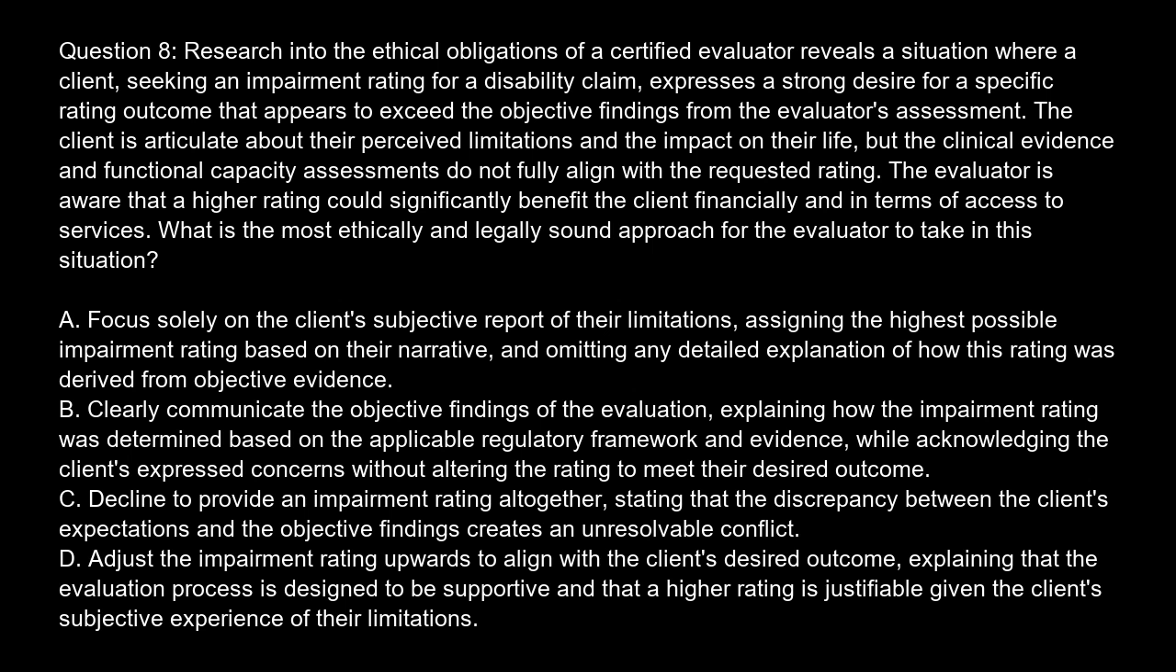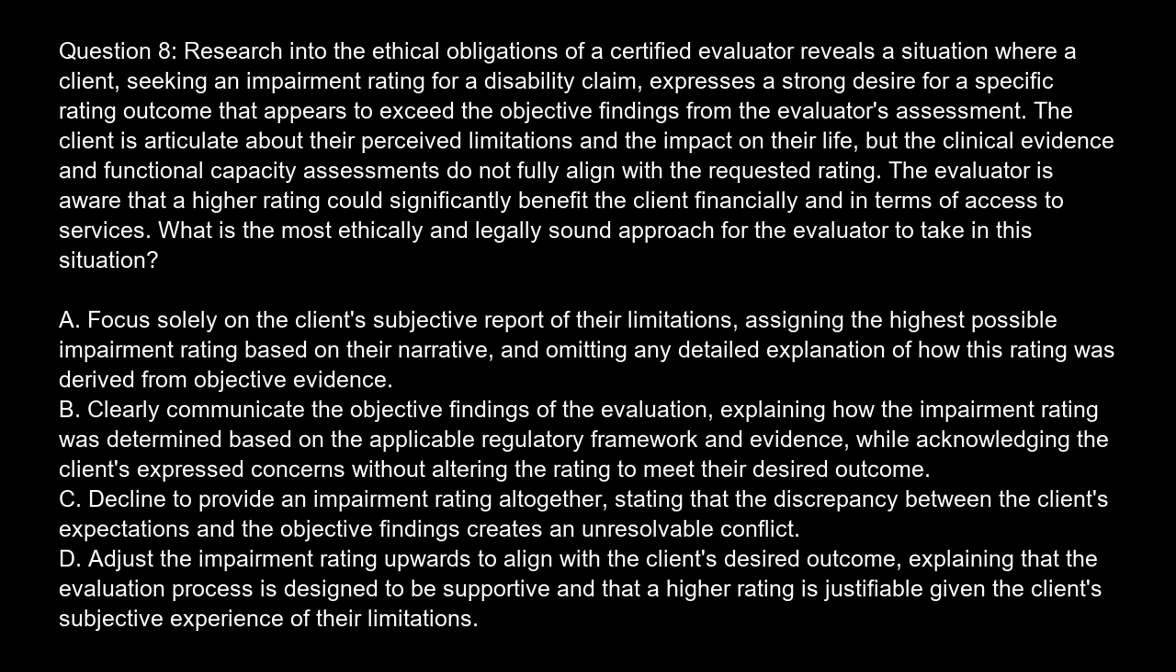Option A. Focus solely on the client's subjective report of their limitations, assigning the highest possible impairment rating based on their narrative, and omitting any detailed explanation of how this rating was derived from objective evidence. Option B. Clearly communicate the objective findings of the evaluation, explaining how the impairment rating was determined based on the applicable regulatory framework and evidence, while acknowledging the client's expressed concerns without altering the rating to meet their desired outcome.